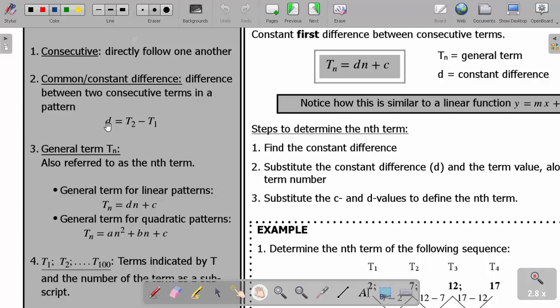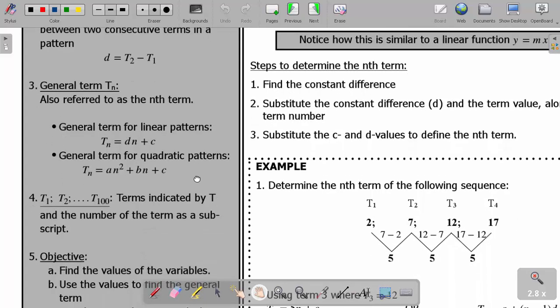That means D equals T2 minus T1. Also you can use T3 minus T2, T10 minus T9, okay? It's all the same thing. And then you're going to meet the general term, that is Tn, also referred to as the nth term. So when we say general term and nth term, we actually mean the same thing, okay? If the question asks for the nth term, it is the same as asking for the general term. So general term Tn and the nth term, they are the same.